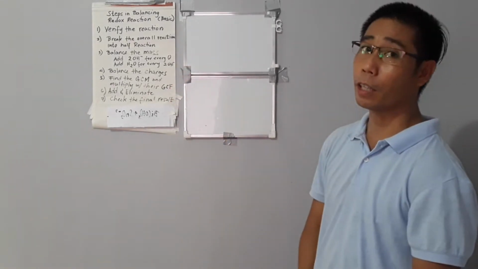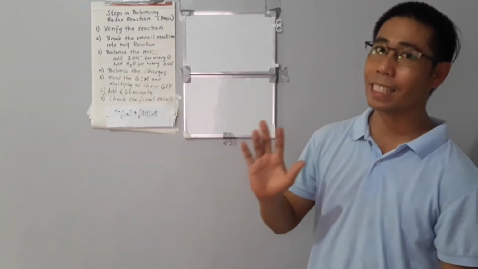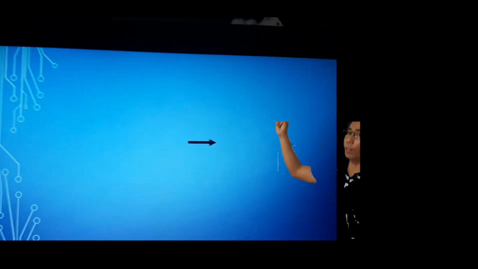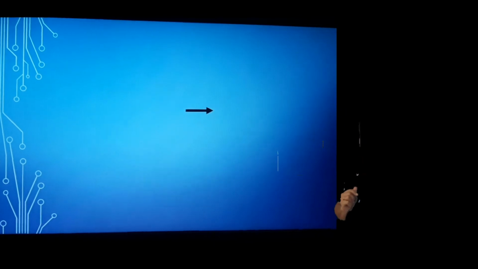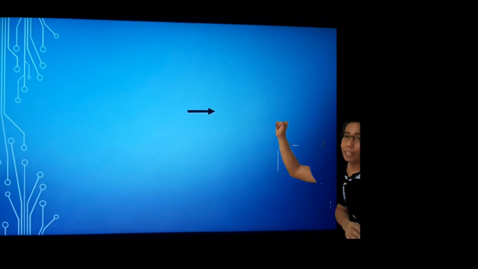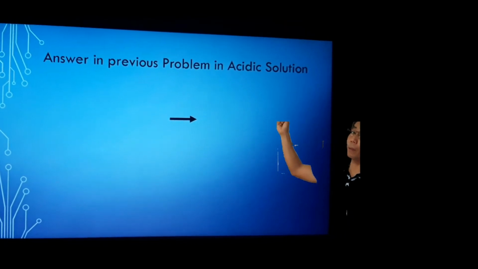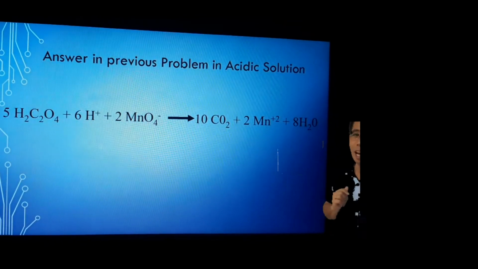So I'm going to give you the answer last time. This is the answer for my previous video regarding the balancing of redox reaction in acidic solution. So for the challenge, this is the answer to my previous problem. Let's take a note.